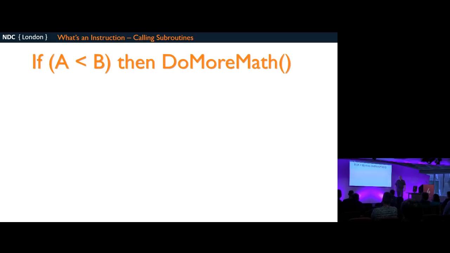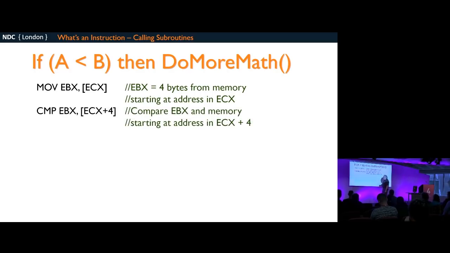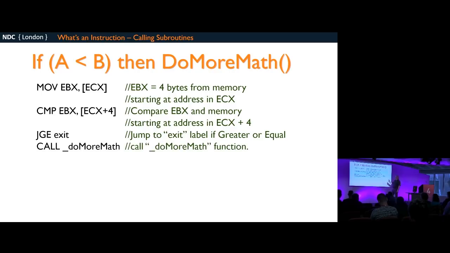More commonly, your own code would be something like, hey, if I get this comparison result, then call this function. I want you to execute this little subroutine. Because without subroutines, frankly, we could never build applications of any complexity. So if a is less than b, then we want to do some more math. What's that look like? Well, starts the same as it did before. I've got to get a into a scratch pad, compare it with b, jump greater than or equal exit. That seems suspiciously familiar, because it is. But the thing I'm skipping over is call.